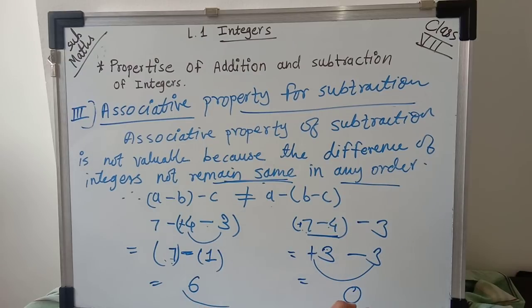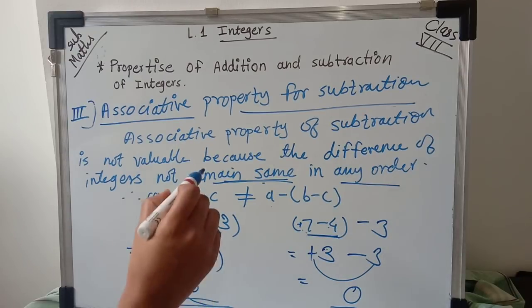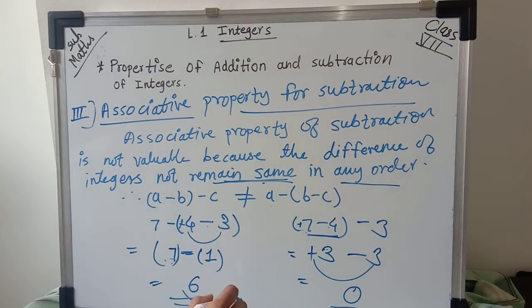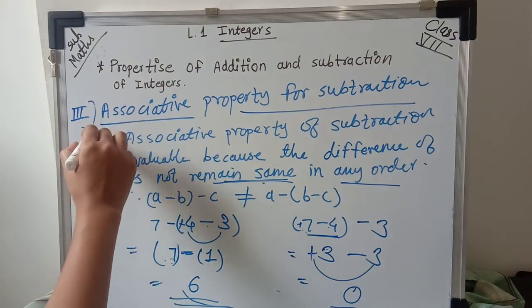So here we got a different value. And that's why this property is not for subtraction, because the difference of the integers does not satisfy this property.